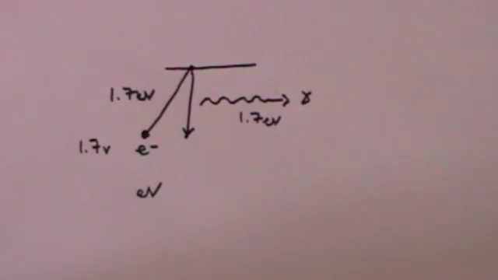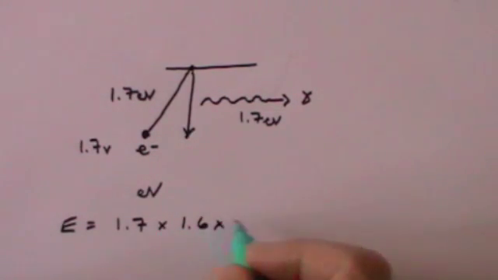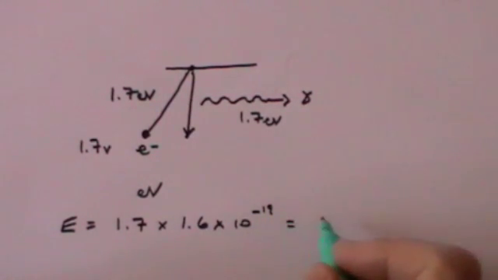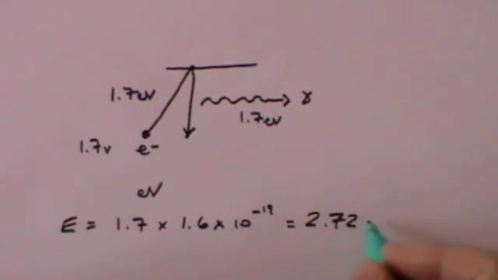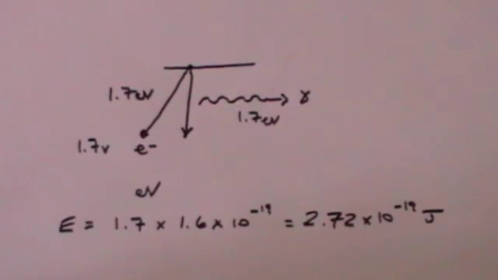Now, the electron volt is not an SI unit, so we must get it in the right unit of energy, which of course is joules. So to convert electron volts into joules, you multiply by the charge on the electron, which is 1.6 times 10 to the minus 19 coulombs. So effectively you take the 1.7 electron volts and multiply that by 1.6 times 10 to the minus 19, and that gives you the energy in joules, which is 2.72 times 10 to the minus 19 joules. So now we've got the energy in the correct unit.